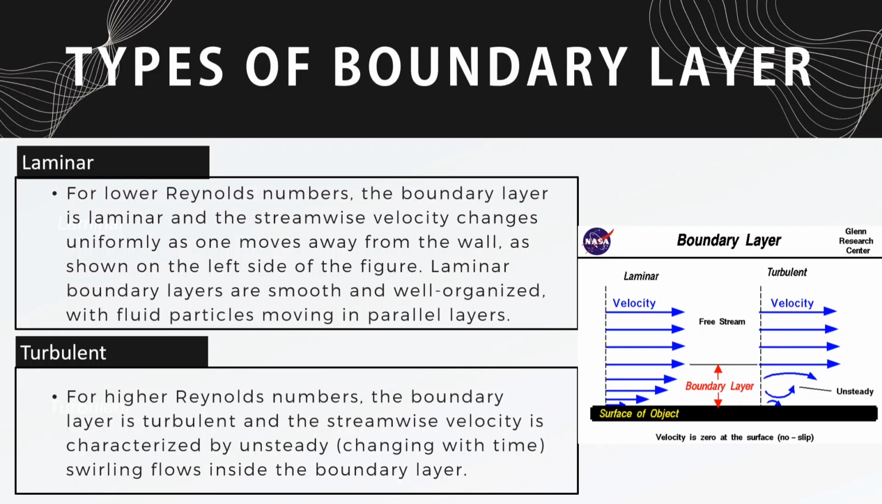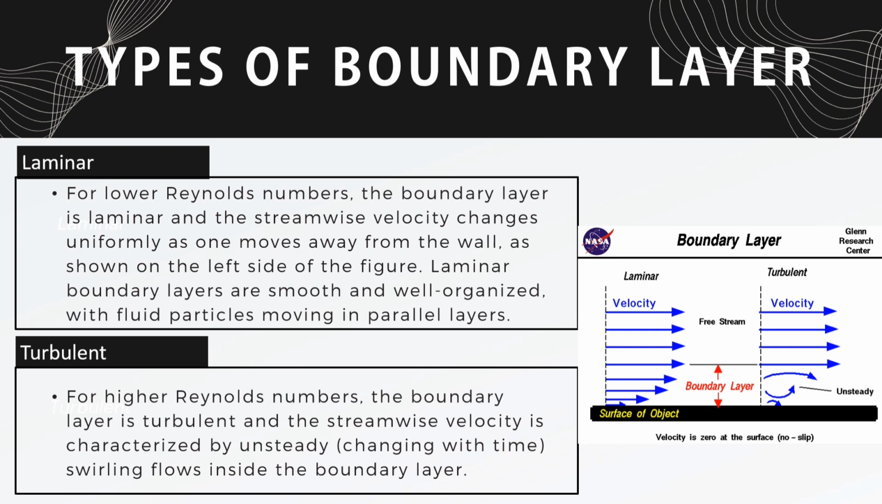Types of boundary layer. There are two types of boundary layer. First is laminar, second turbulent. For lower Reynolds numbers, the boundary layer is laminar and the streamwise velocity changes uniformly as one moves away from the wall, as shown in the figure. Laminar boundary layers are smooth and well organized, with fluid particles moving in parallel layers.